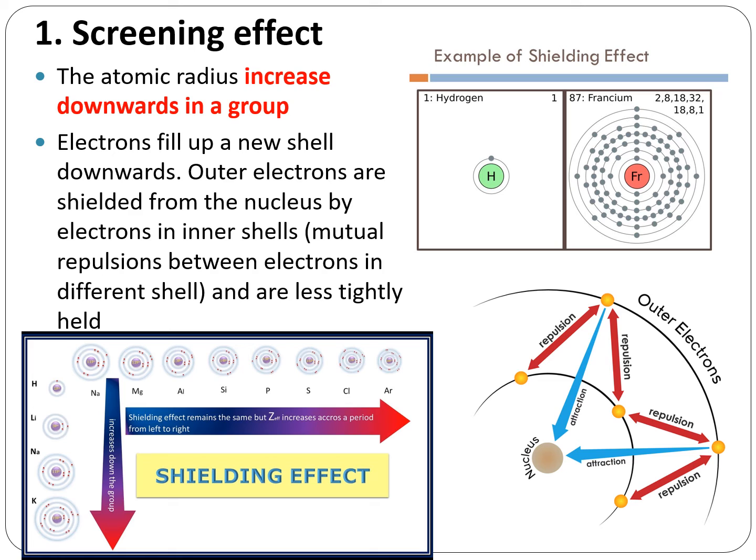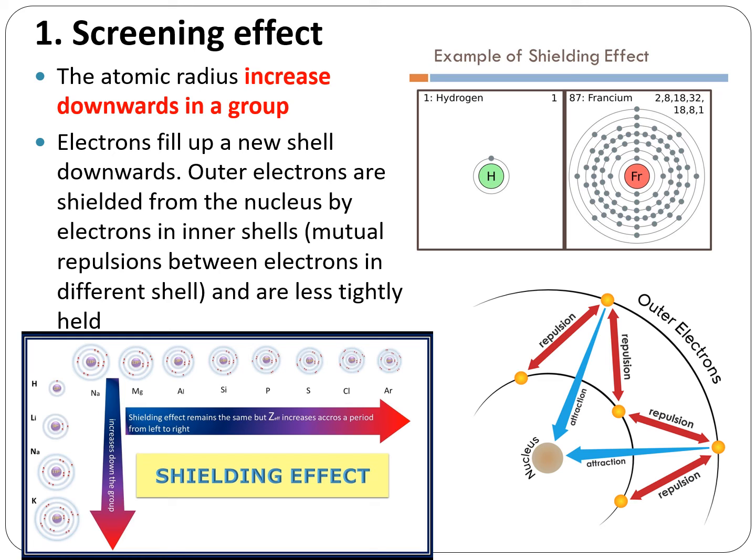Look at the screening effect. Atomic radius increases going down the group, because more periods are added, so the size becomes bigger. Compared to hydrogen, look at this size, now it has become bigger. But what will happen across the period?